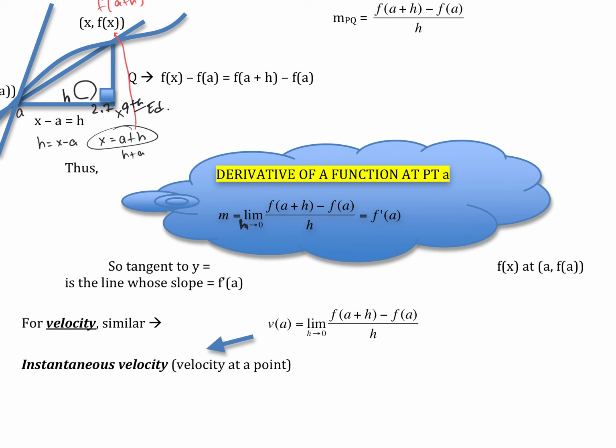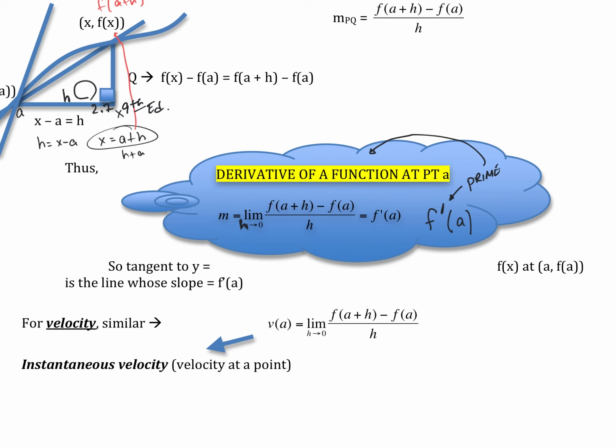So the slope is the limit as h goes to 0 of f of a plus h minus f of a all over h, and that equals the derivative, and we are going to call the derivative f prime of a. This, when I say the word prime, tells me that it's a derivative. Okay, so I will use this symbol f prime of a. So that is the tangent line.